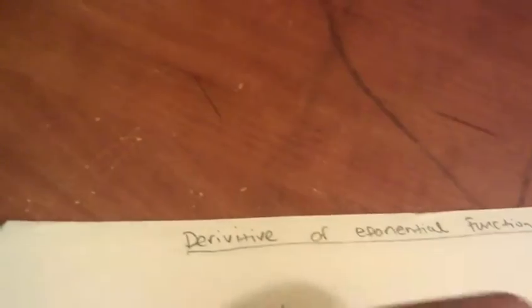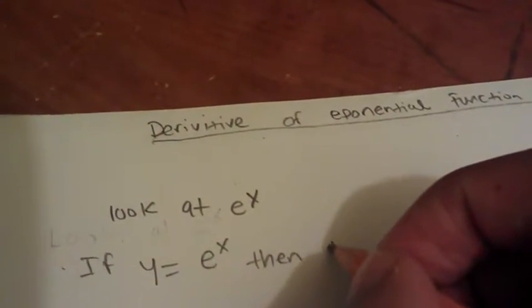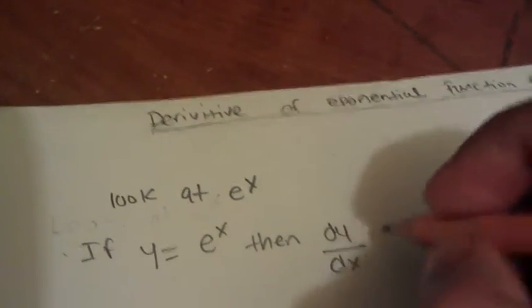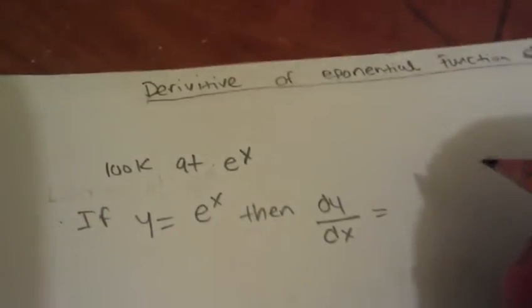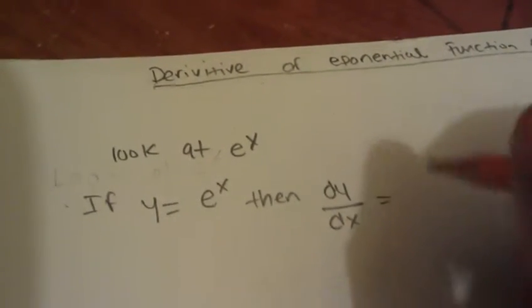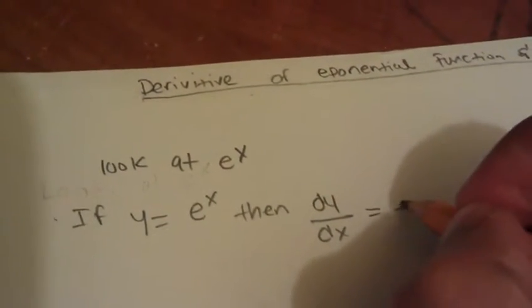So start off by looking at e to the x, which is the exponential function. If y equals e to the x, then what is the derivative of e to the x? I can go ahead and tell you that the derivative of this is e to the x.